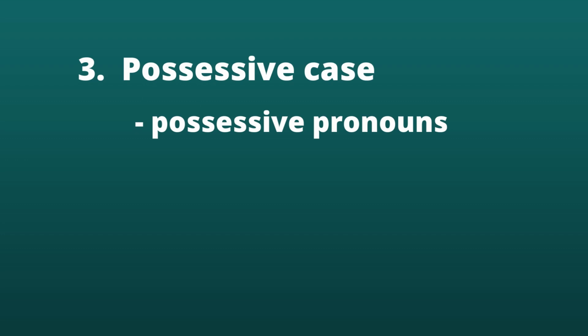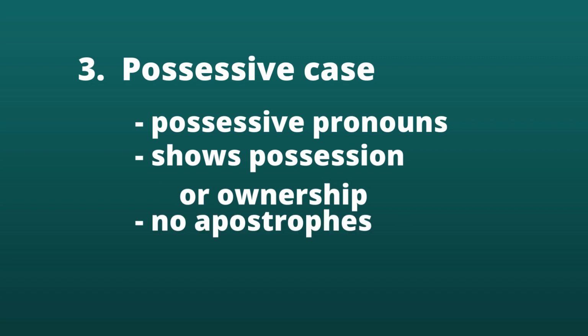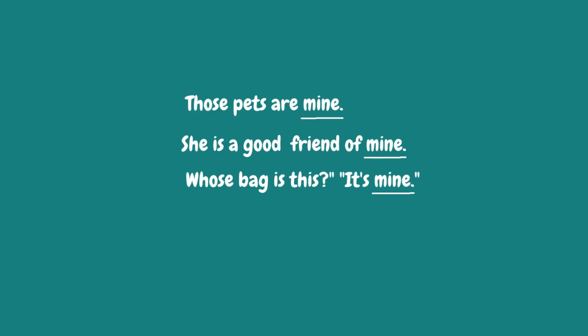So let's move on to possessive case. Possessive case is also called possessive pronouns. They show possession or ownership, and no apostrophes needed here. First person singular is mine. Examples: those pets are mine. It means I own those pets. She is a good friend of mine. She is my friend. Whose bag is this? It's mine. It means that is my bag.